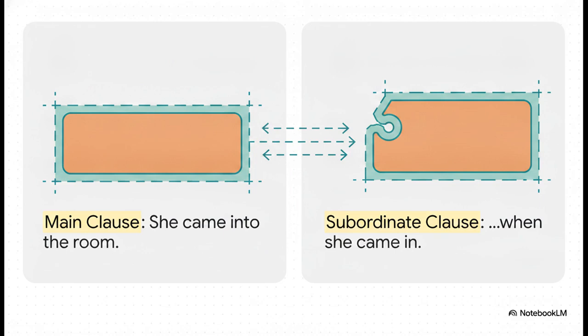Take "she came into the room." Perfect. Makes total sense. You pop a period at the end and you're good to go. But contrast that with "when she came in." If I just walked up to you, said that, and then stopped talking, you'd be staring at me waiting for the rest of the story. The subordinate clause leaves you totally hanging without its partner. It absolutely needs that main clause to survive.